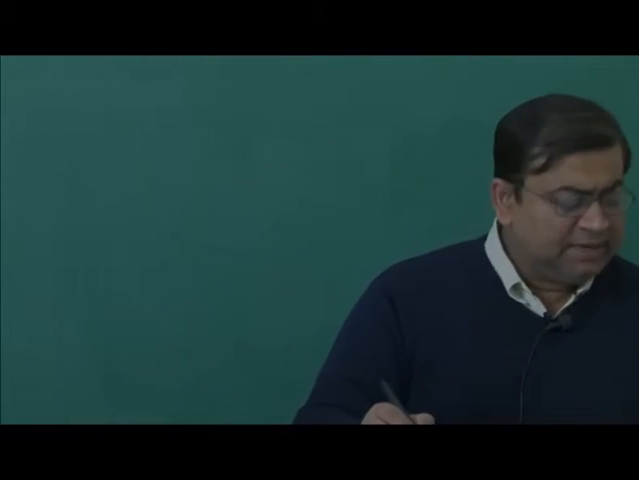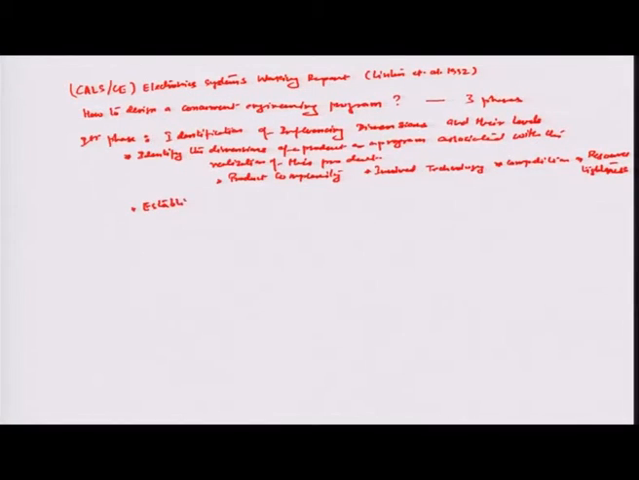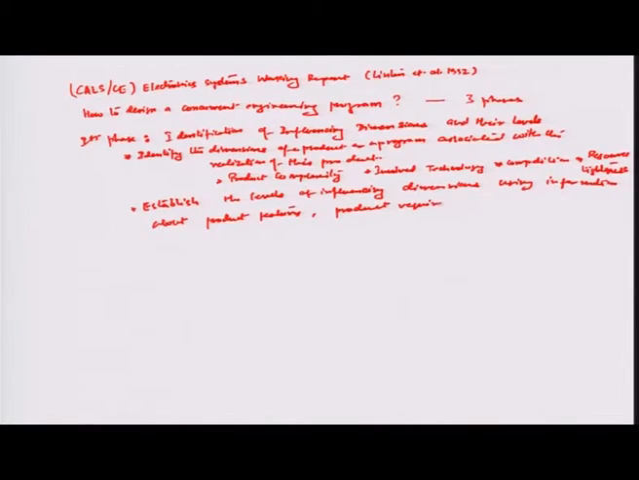Okay. So, just write this down here. So, you establish the levels of the influencing dimensions using information about the product features, product requirements, or any other aspects like that.